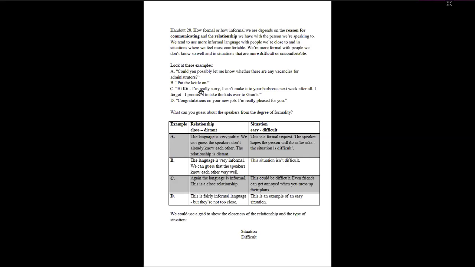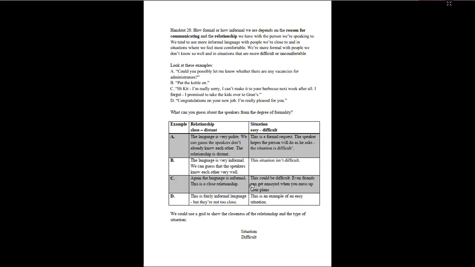Hi kid, I'm really sorry I can't make it to your barbecue next week. After all, I forgot I promised to take the kids over to Grant's. So here are some real examples from real life which are used in conversational situations. If you look at example C, again, the language is informal. Why do we say it's informal? Because here "hi kid" is used. So looking at the vocabulary used, the word "hi", this is a close relationship.